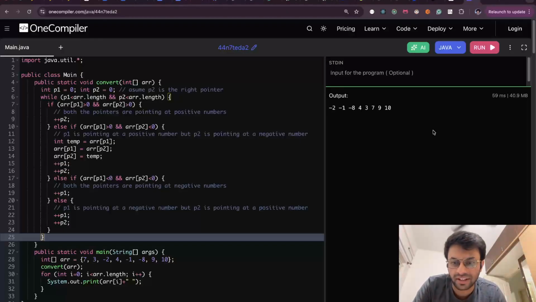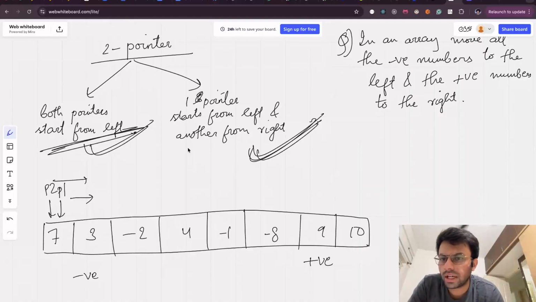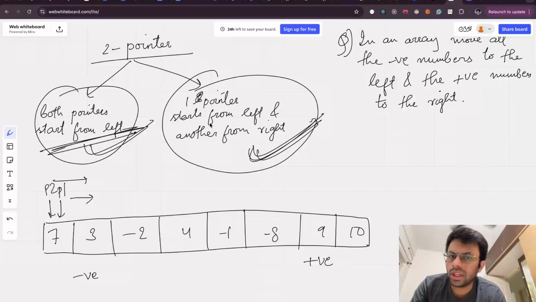This is working perfectly fine. All the negative numbers are to the left: -1, 2, -1, -8. And all the positive numbers are towards the right: 4, 3, 7, 9, 10. So we could solve the exact same problem using the two pointer method. Both ways are working perfectly fine. As a developer, you can use whichever method you want, but you should know that both methods exist and they do the same task.